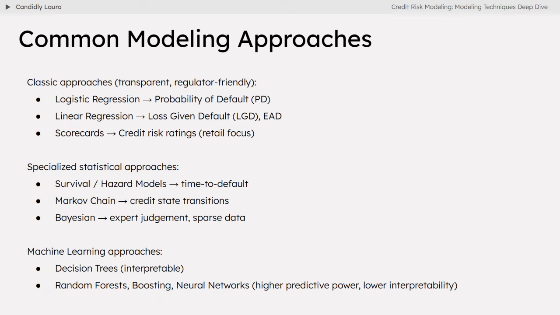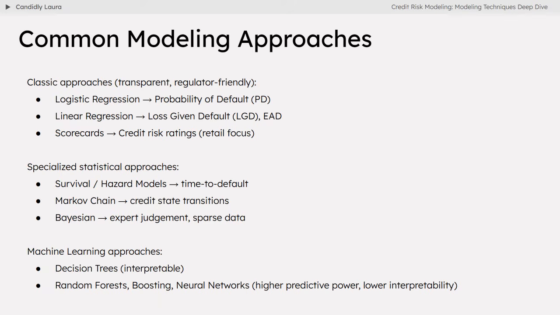Some more specialized statistical approaches include survival analysis and hazard models, which model time to default rather than just the probability, so it gives more flexibility if we want to look at different default windows. Markov chain models, which model transition probabilities between different credit states, like from current to delinquent to default. Bayesian methods, which can incorporate expert judgment and prior assumptions, which can be helpful when the data is sparse.